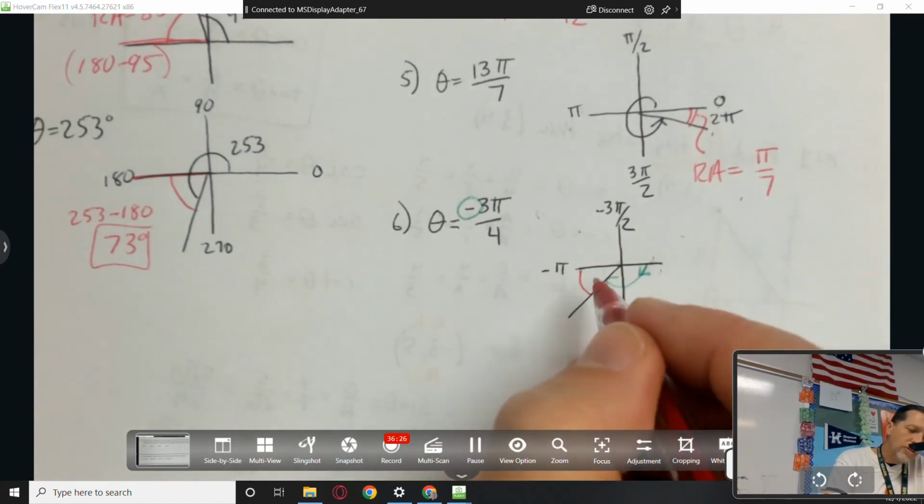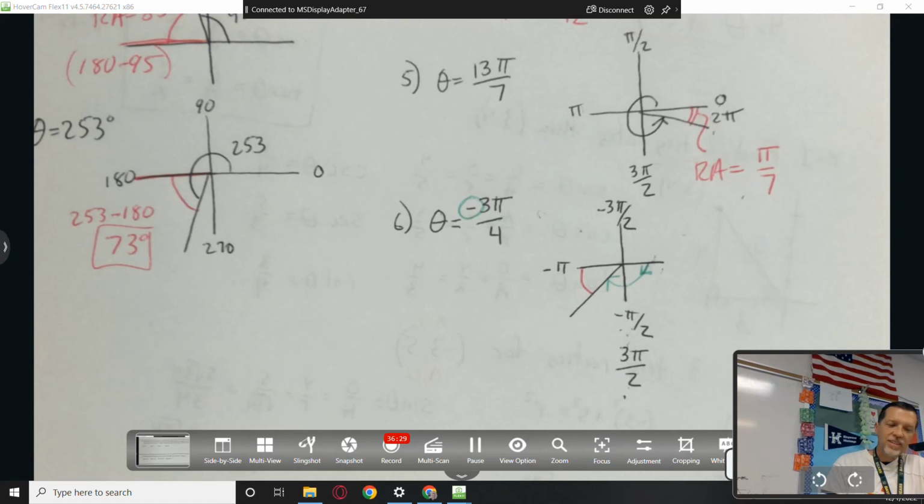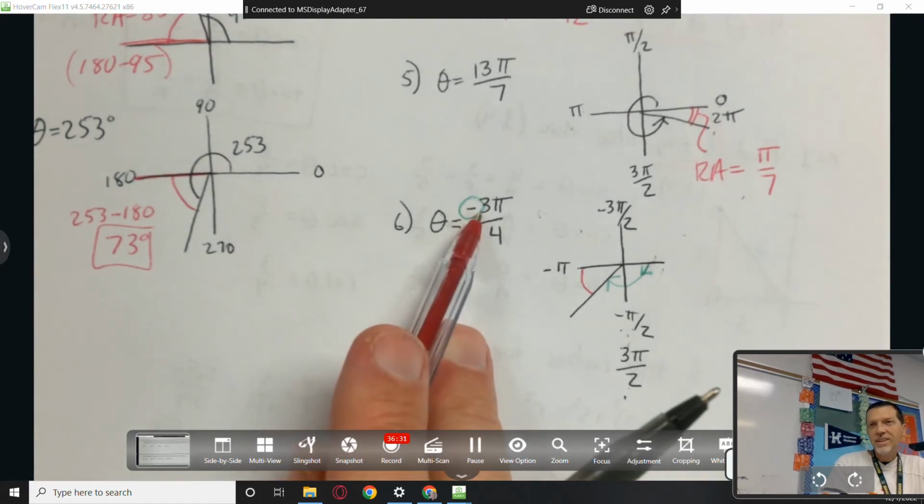So how far are we from the x-axis? How far are we from 1? Pi over 4.